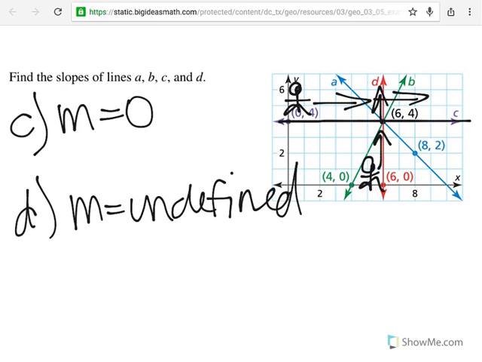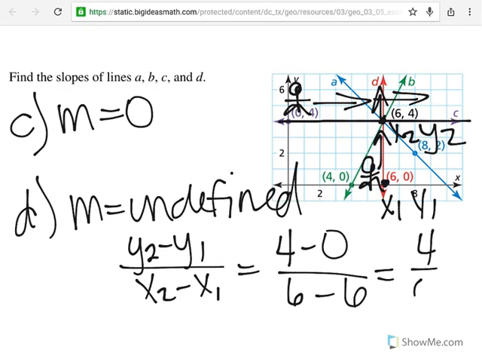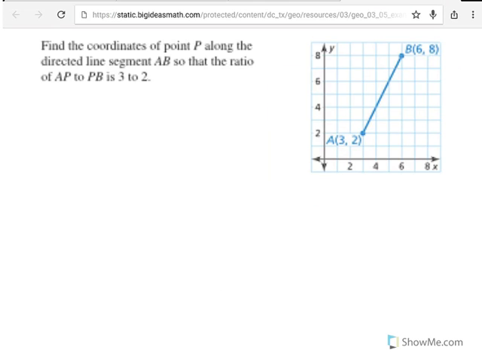Now, I do want to show you with the slope formula on that one so you can see it a different way. I'm going to take the point 6, 0 and 6, 4. 6, 0 is going to be my x1, y1. 6, 4 is going to be my x2, y2. And I'm going to plug them into my original formula. y2 minus y1 over x2 minus x1. y2 is 4, y1 is 0, x2 is 6, x1 is 6, and you see we get 4 over 0, and we can never divide by 0. That's why it's undefined.